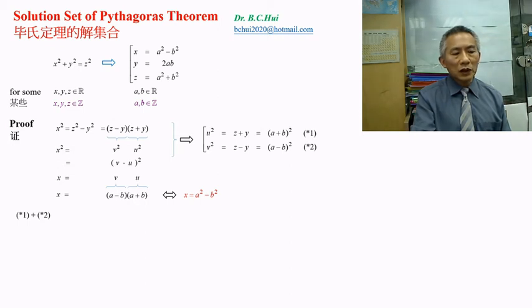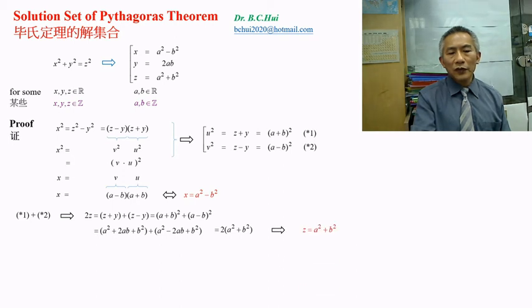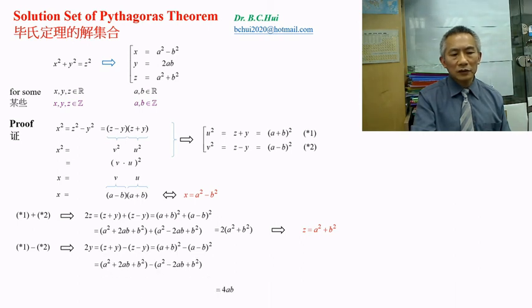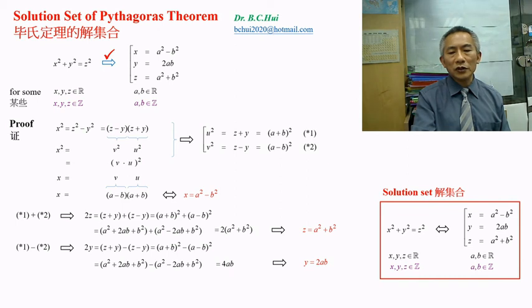If we put equation 1 and equation 2 together and find the sum, then we have z equals a squared plus b squared. And if we deduct equation number 2 from equation number 1 and further simplify, we have y equals 2 times a times b. So, the proof is done. And we have the solution set.